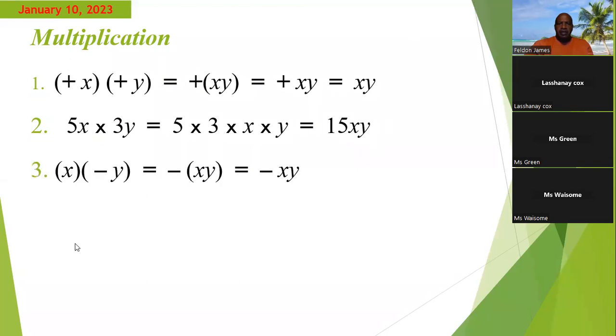Moving along. Here now we have x times negative y. That would give you what? Well, we multiply the letters by letters, we get xy. But remember now, this is positive and this is negative. So if we're multiplying a positive times a negative, then the entire result is going to be negative. So here we write negative xy for the result.